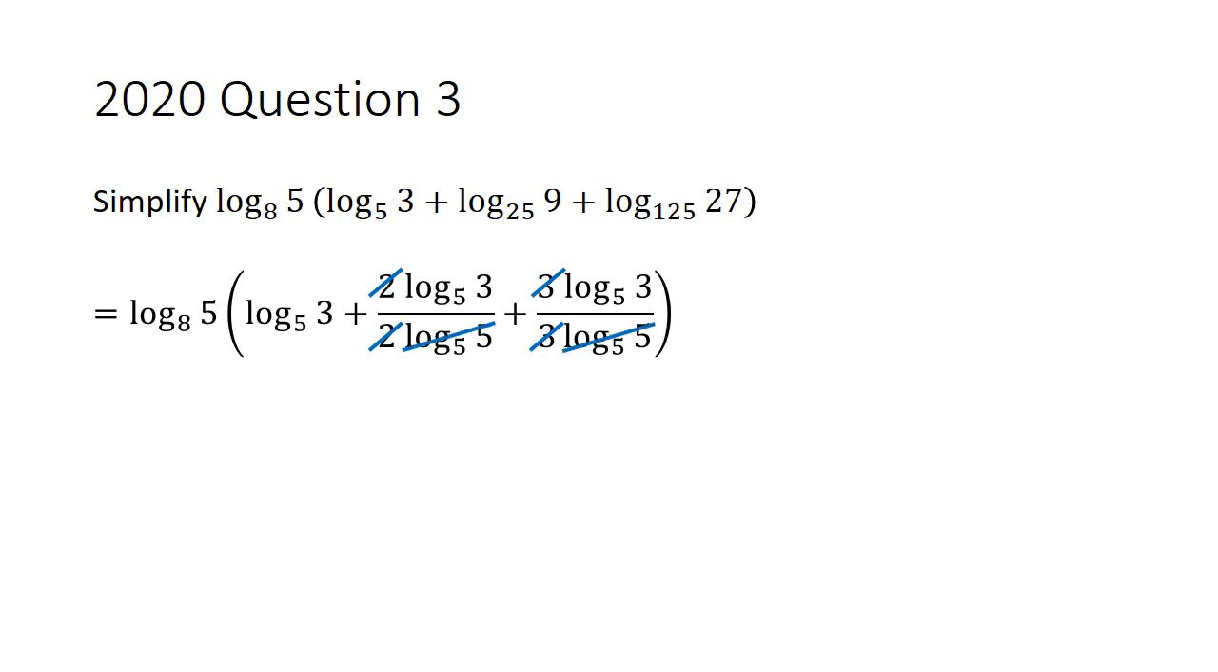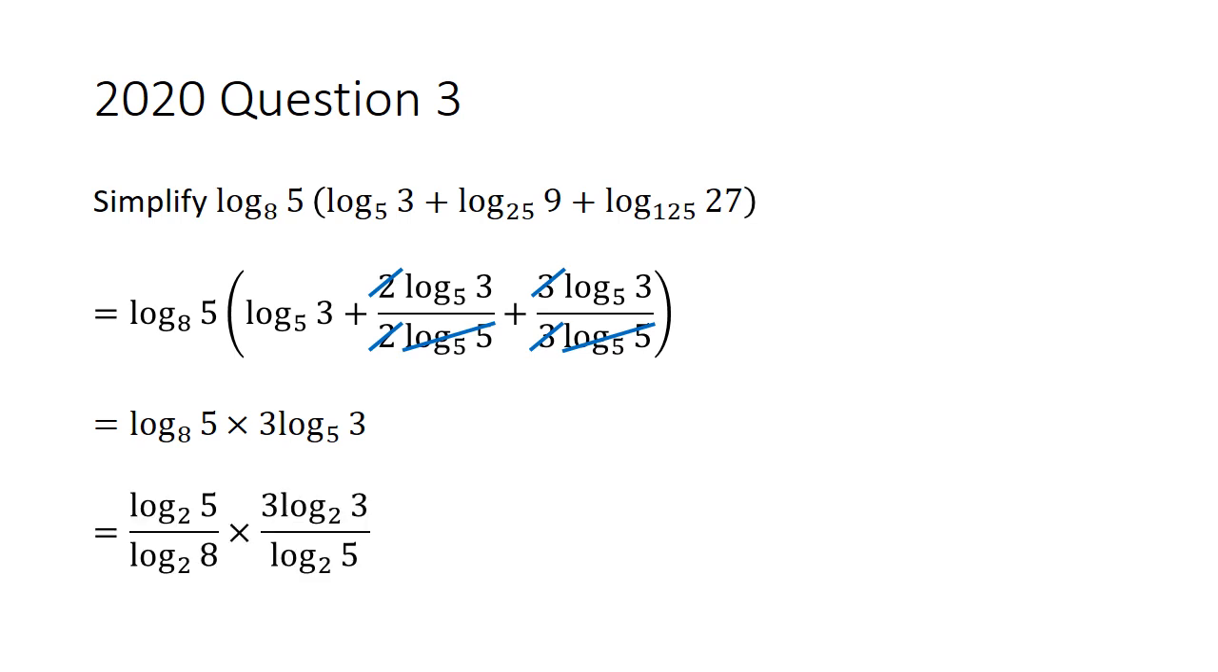We can also cancel the log base 5 of 5 because log base 5 of 5 is just 1. And by simplifying that, we'll get log base 8 of 5 times log base 5 of 3 plus log base 5 of 3 plus log base 5 of 3, which is just 3 log base 5 of 3.